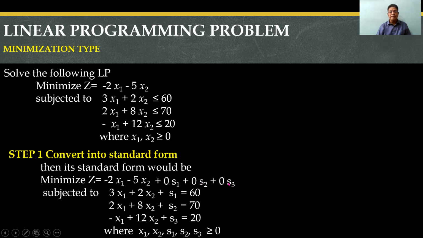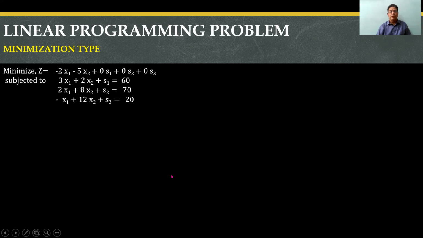S1, S2 and S3, all these three variables are slack variables, and as they don't contribute anything to the objective function, we have written their coefficients as 0, 0 and 0. After doing this, the next step is to find the initial basic feasible solution.